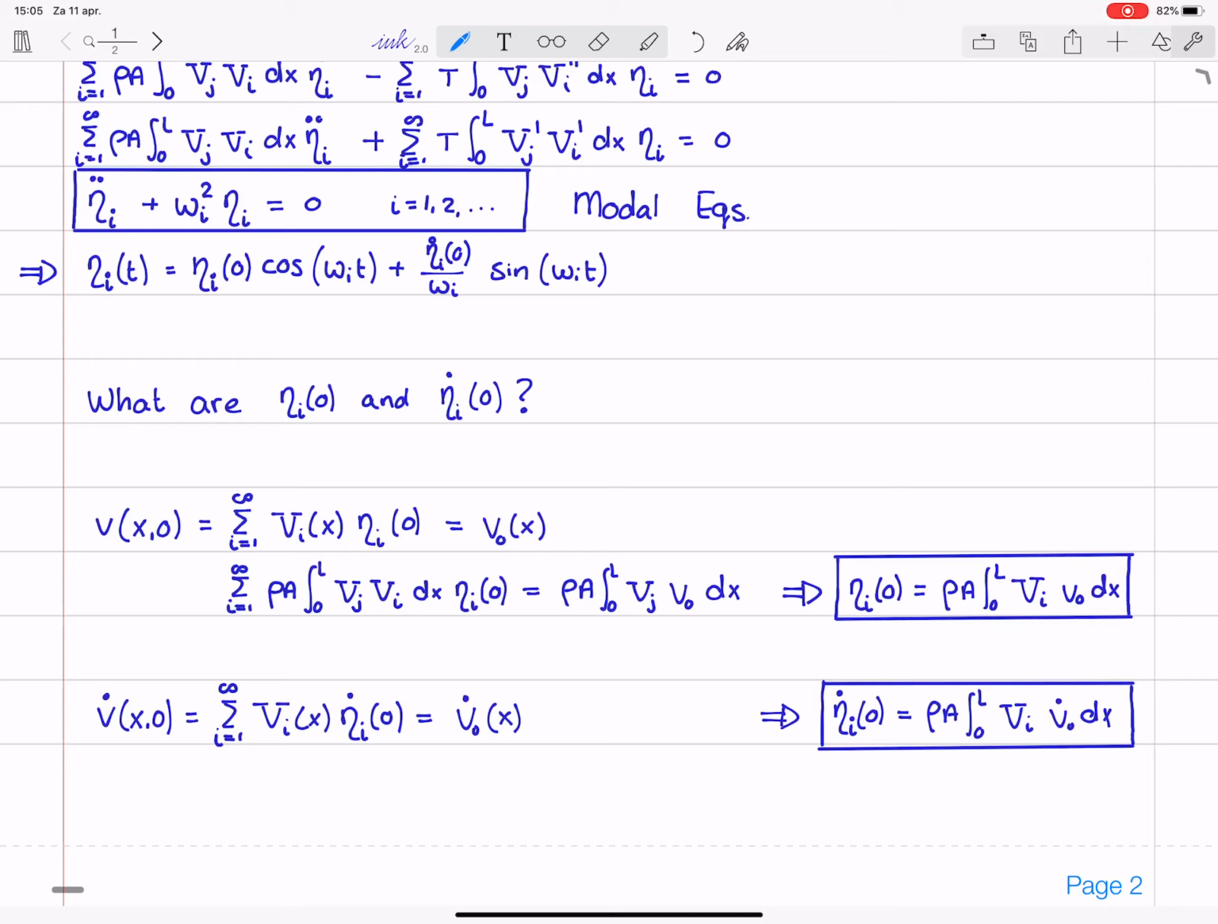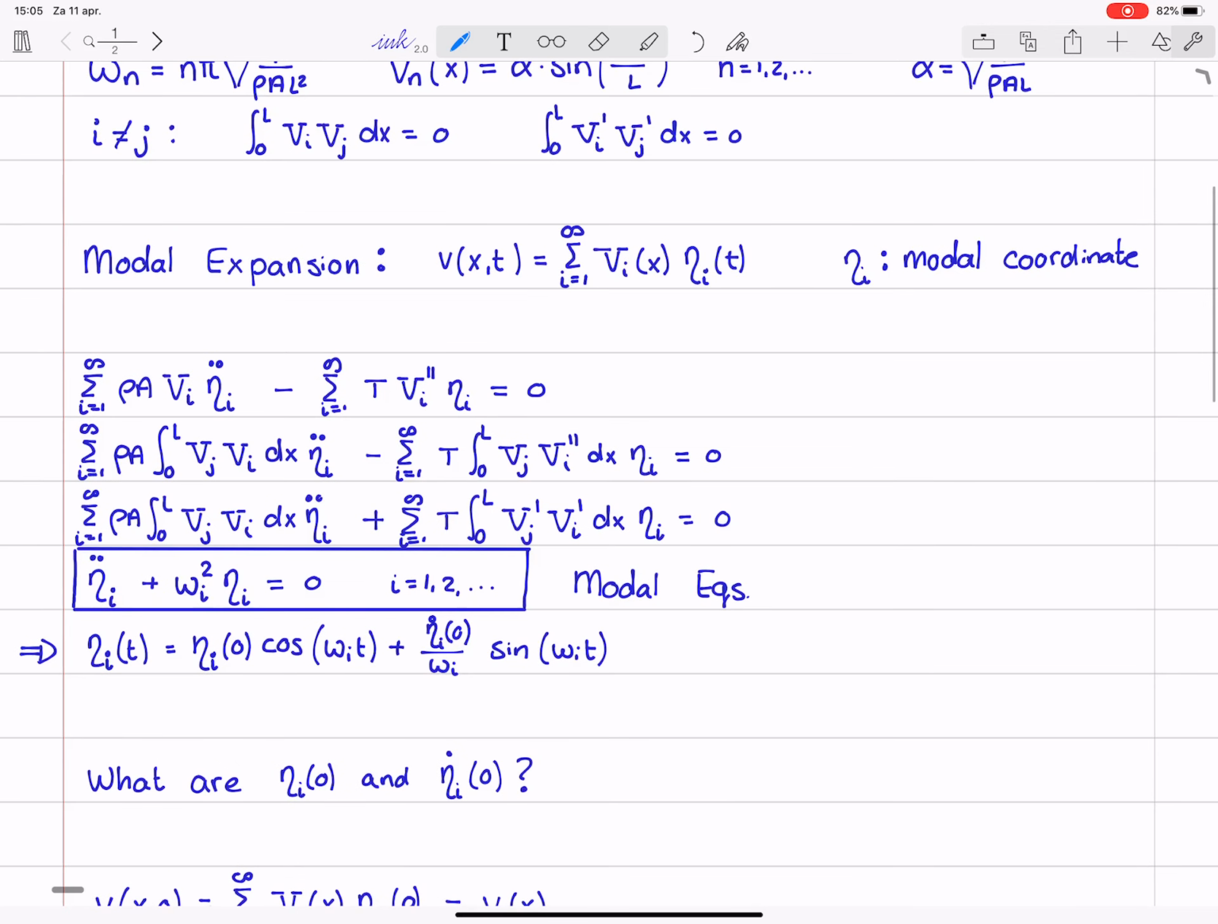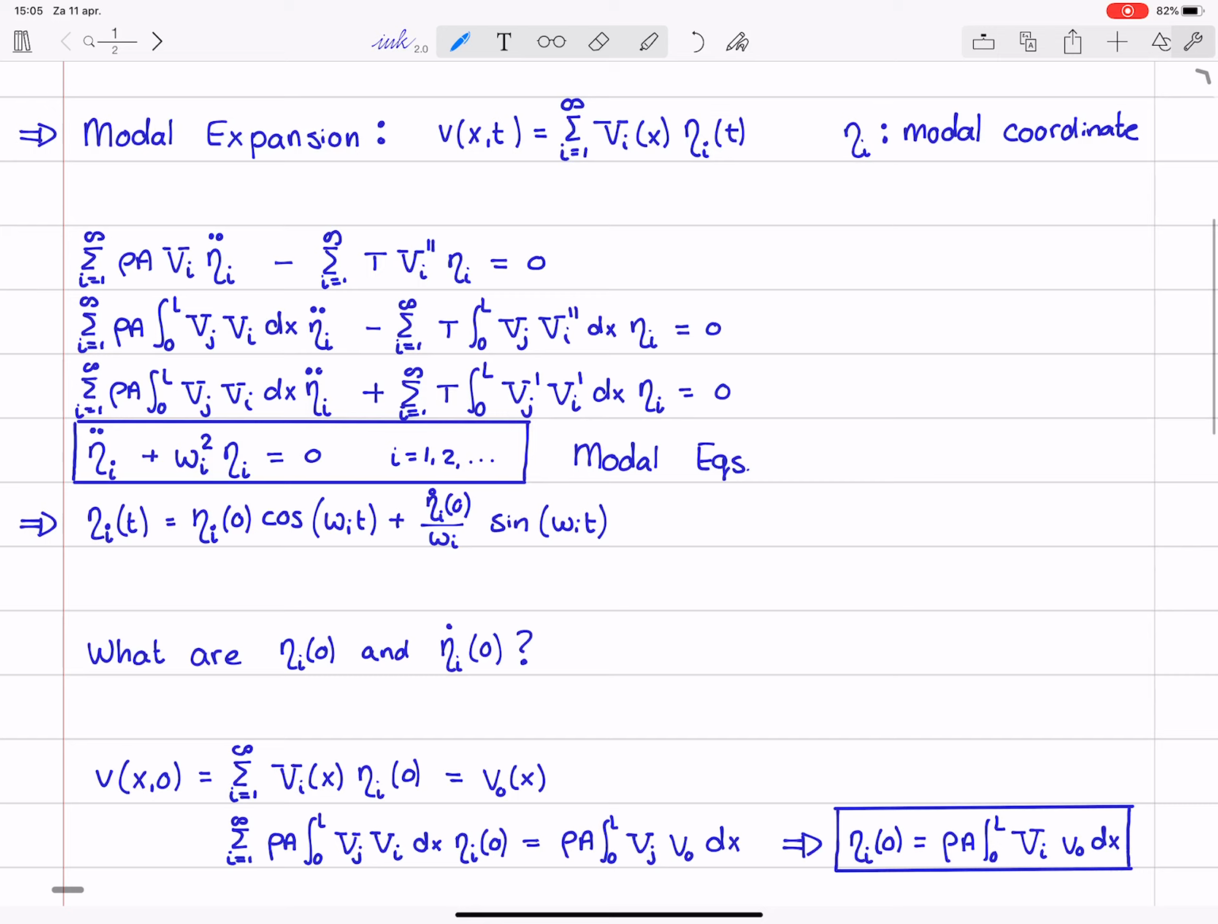So we solve for these initial conditions, substitute them in the general solution, the solution for eta_i as a function of time, and then we back substitute this into this modal expansion itself, and that then finally gives us v as a function of both x and t. So I hope that this gives you a good idea of how to do this in general.